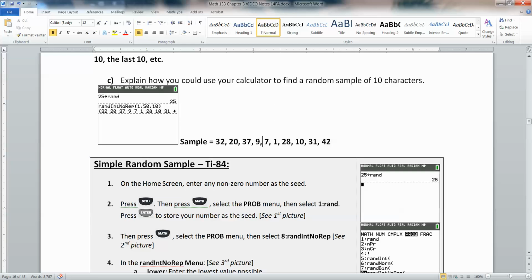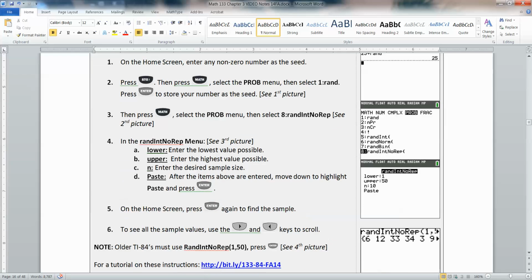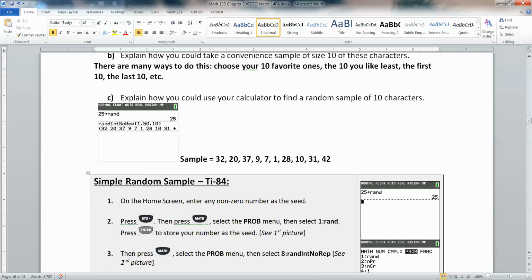All right, that's how to do it with a color calculator, but it's a bit different with a non-color calculator. So let me show you that real quickly.